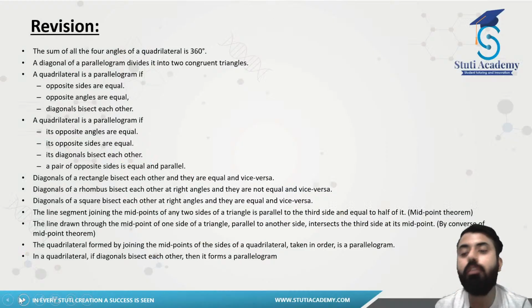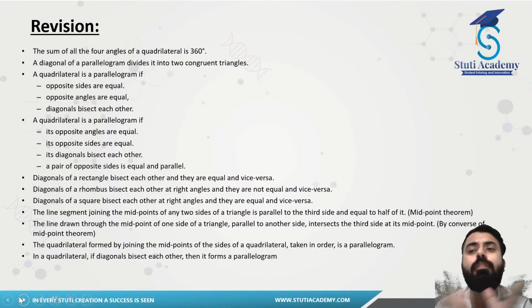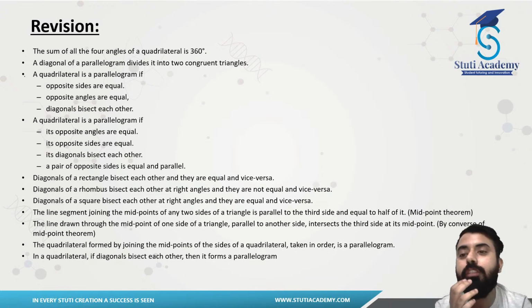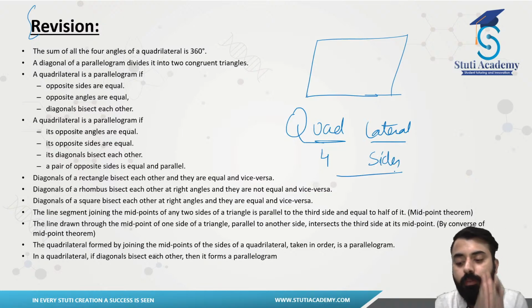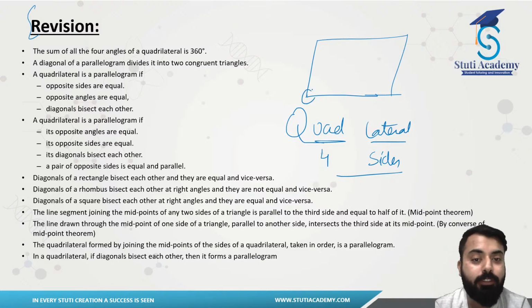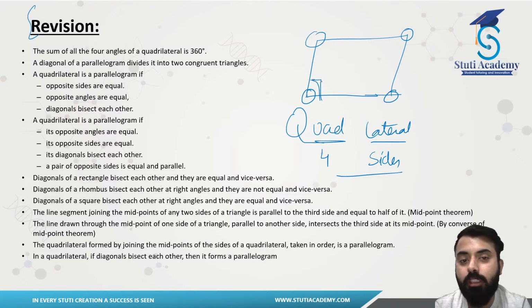So before we get to the point, let's recall everything that we have learned up till now. So for a quick revision, you guys already understand what a quadrilateral was, right? A quadrilateral was made up of two words, quad and lateral. Quad was four, lateral was sides. So any figure which included four sides, that will be a quadrilateral, right? It had four vertices. I have these four vertices. It had four angles also.